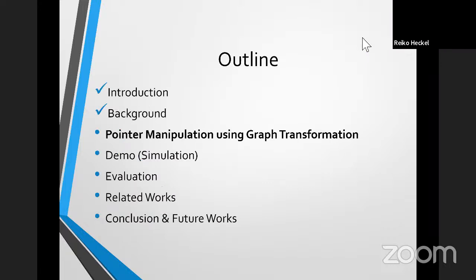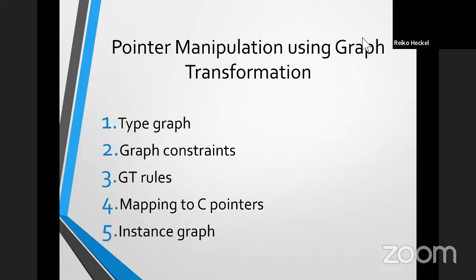All right, so we got through the introduction. We got through the background. Now let's get into the meat of things: how this all works together with the pointer manipulation using graph transformation. We're going to talk about brief parts of it. We have the type graph, the graph constraints, the graph transformation rules, and the map into the C pointers, which is what I really use to show the students the connection to how that visualization works with the graph transformation, and then the instance graph.